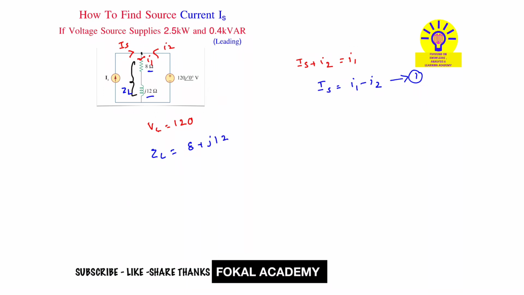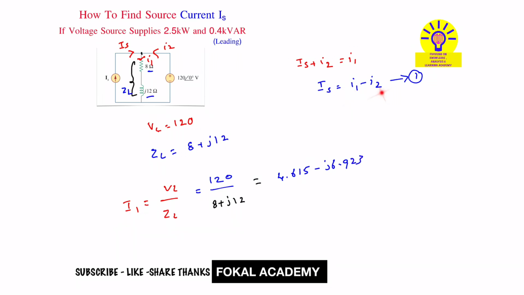By applying Ohm's law, we get I1 equal to VL by ZL. Here VL is the voltage at this load, that is 120, because it was connected across the voltage source. That was supplied to this branch, that is 120, divided by ZL, the impedance of this branch, that is 8 plus j12. By using a calculator and simplifying this, we will get 4.615 minus j6.923. Now we got current I1.